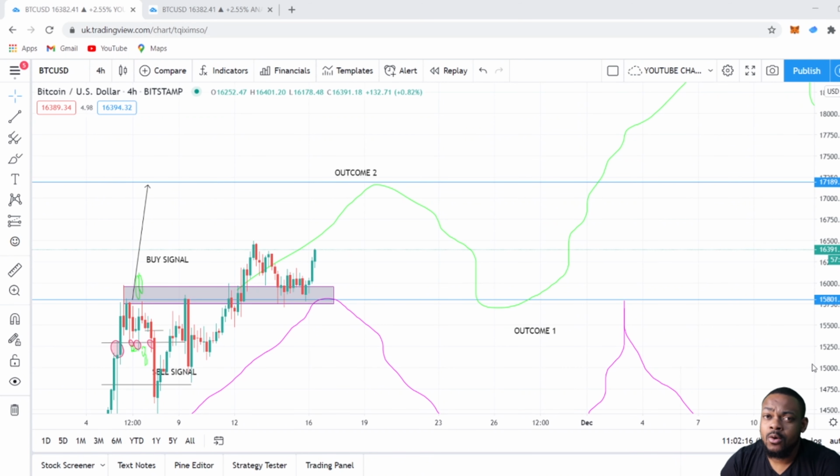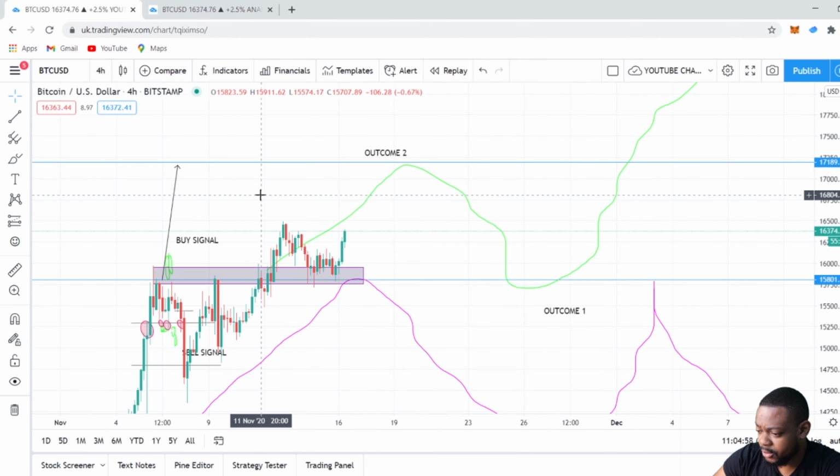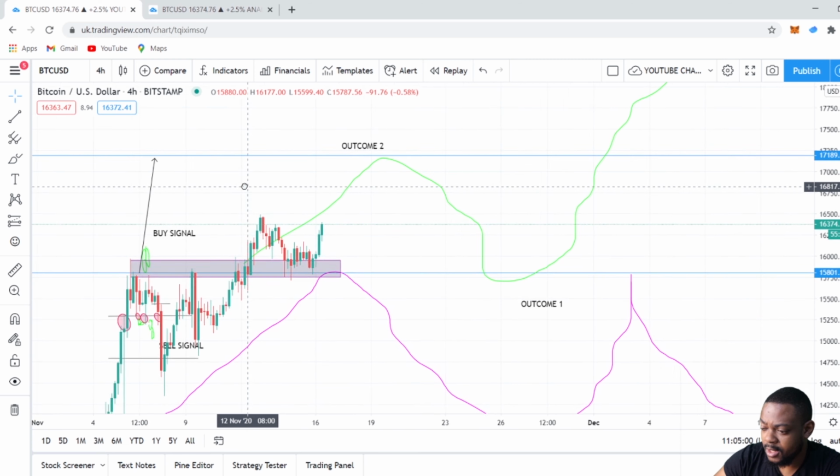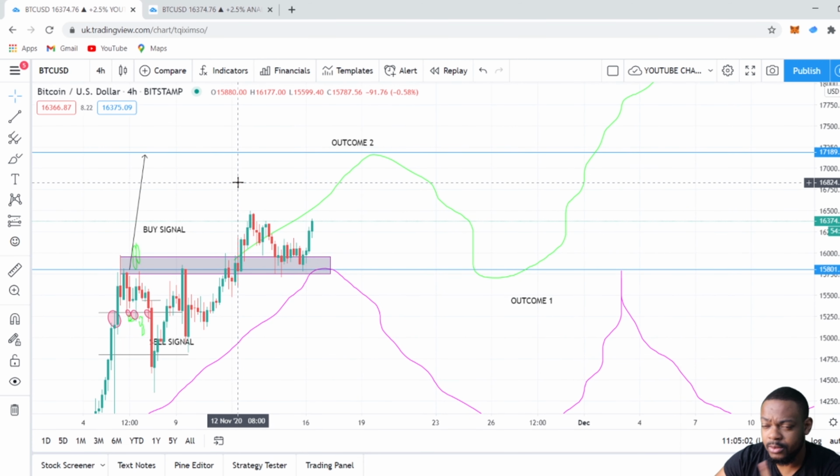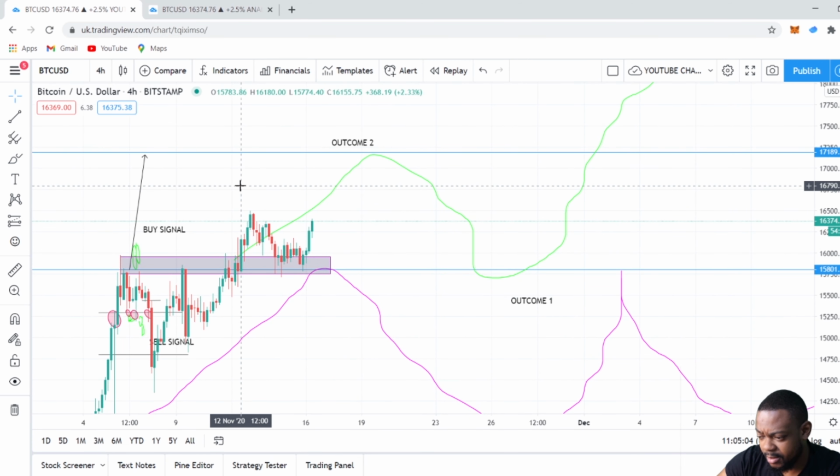So today in this video we're just going to do a quick analysis on the BTC USD and the ETH USD chart. So let's just get straight into the video. This is the chart that I did originally a few days ago. If you watch my first video, I'll do a link in the description.